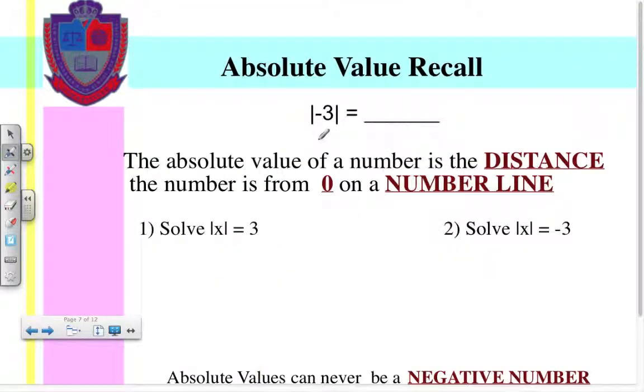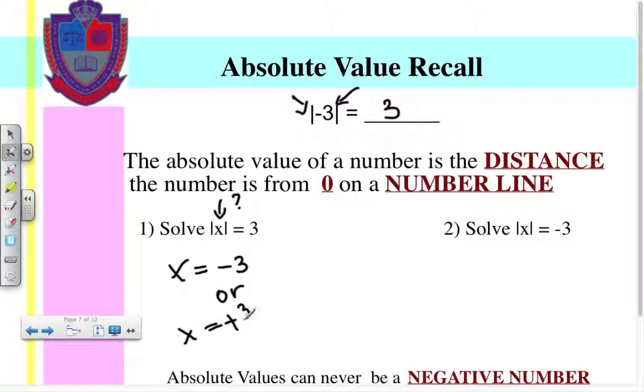Moving on, we have absolute value. The absolute value symbols are just these little lines here. The absolute value of negative 3 is positive 3. The absolute value of a number is the distance the number is from 0 on the number line. So let's look at these examples. Solve for the absolute value of x is 3. What number can I plug in here so I will get a positive 3? Now, x can be equal to negative 3 or x can be equal to positive 3.